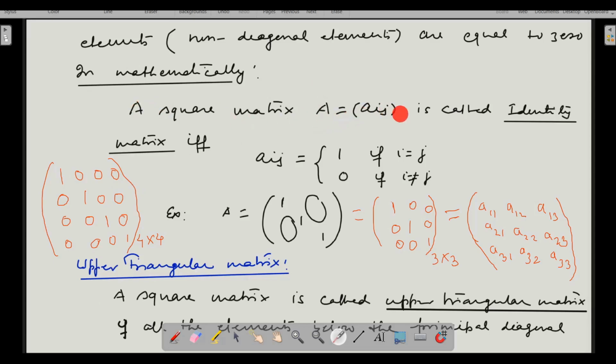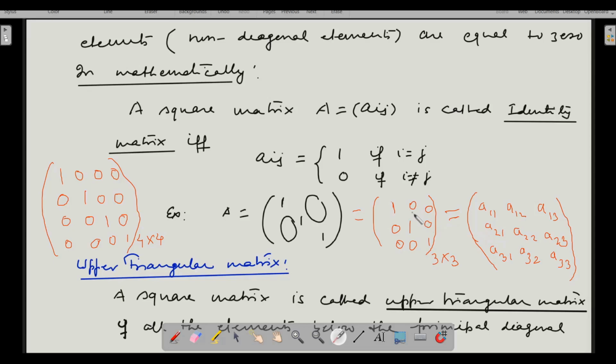So a square matrix A equal to Aij is called an identity matrix if and only if Aij equal to 1, that is, the element is equal to 1 if i equal to j. You can have a look, i equal to j for this element, for this element, and for this element. So these three elements are diagonal elements. For diagonal elements, i equal to j.